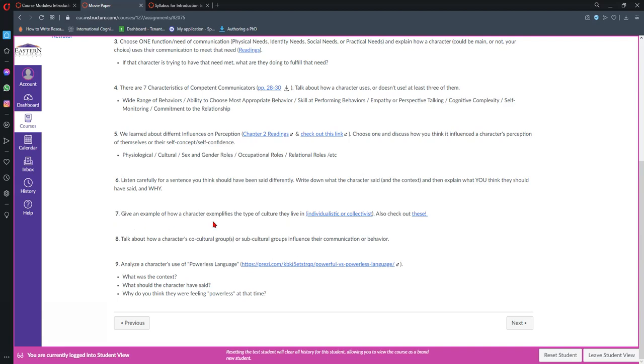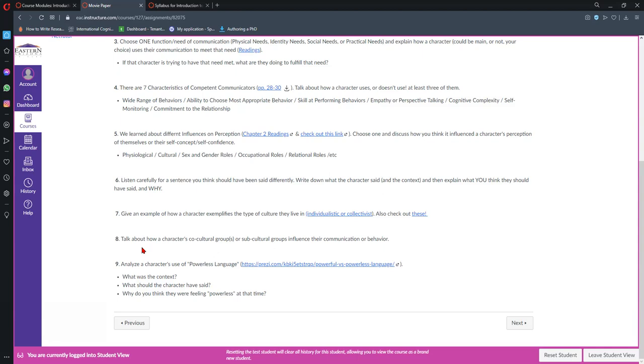So give an example of how a character exemplifies the culture that they live in. So individual or collectivist. Talk about a character's co-cultural or subcultural groups and how they influence their communication or their behavior.